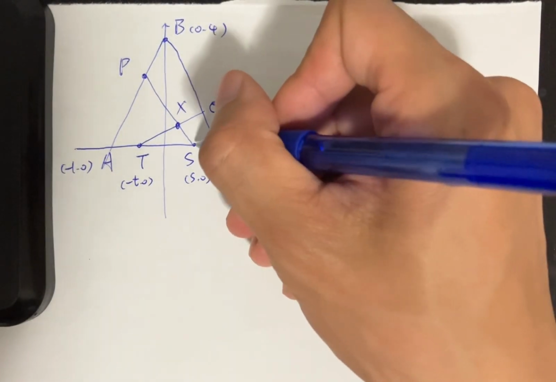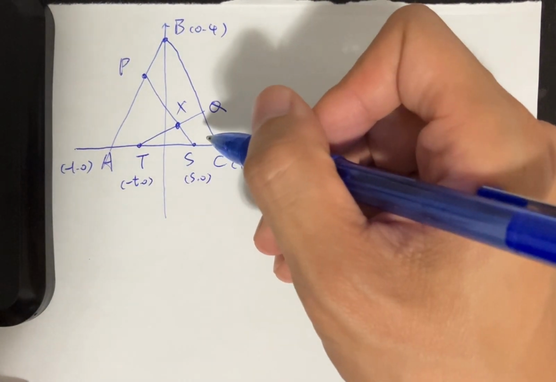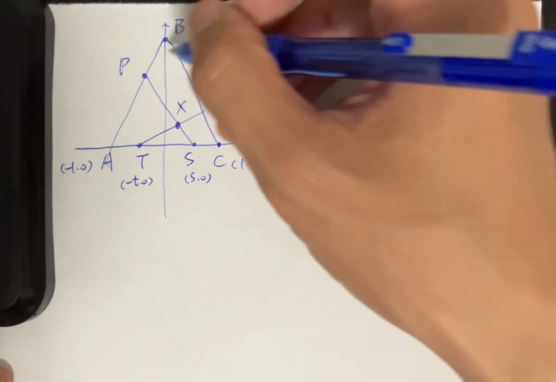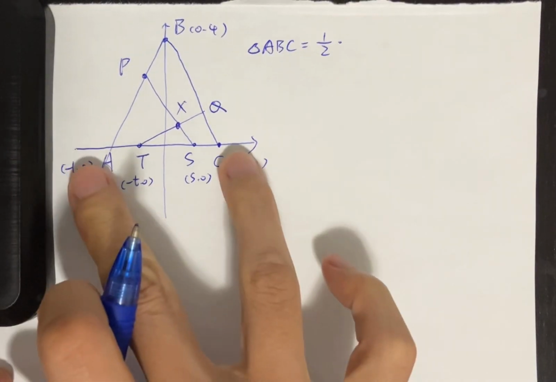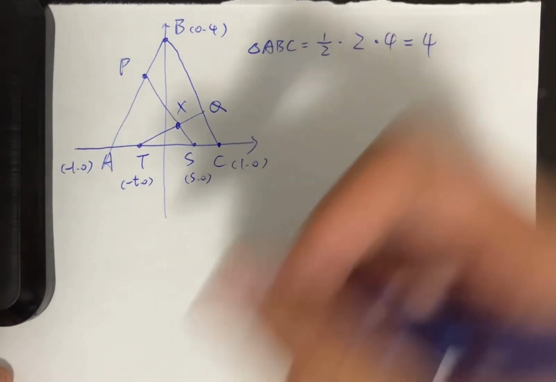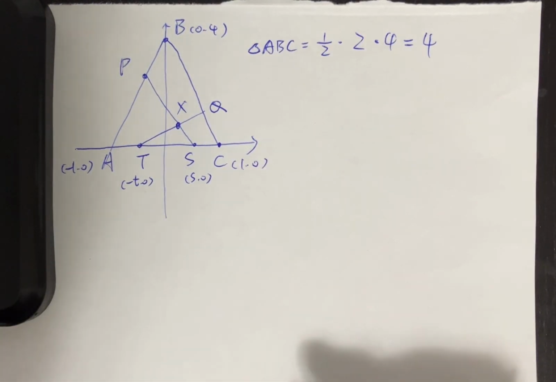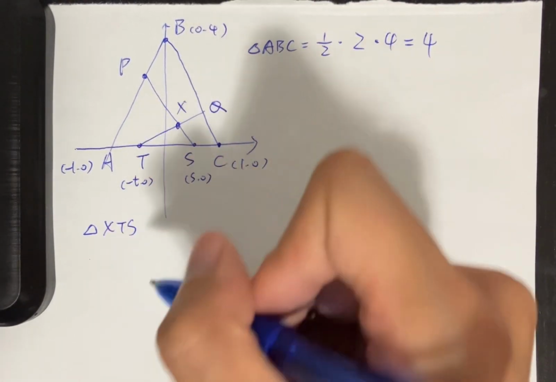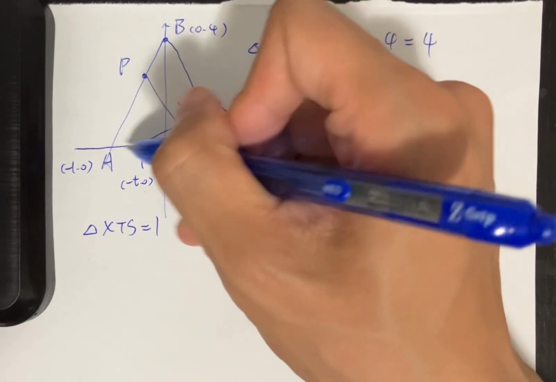Now here, S is no longer SC. Those are separate points, and the four pieces have the same area. The total area of triangle ABC is half base 2 times height 4, which is 4 in total. So each piece would be 1, since each one is a fourth of the total. That basically means triangle XTS is 1. And this quadrilateral PXTA is 1.